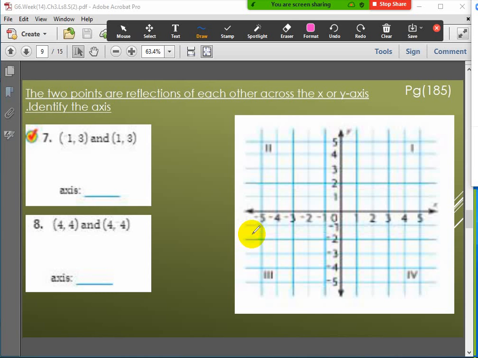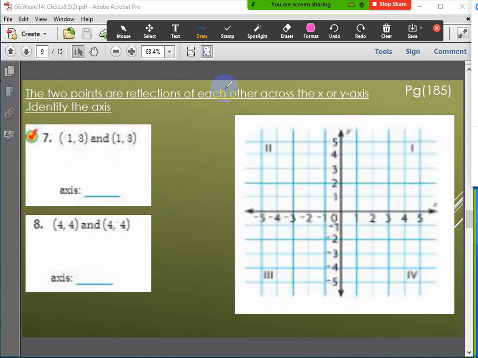So I have to know each one will be in which quadrant. Let's see the first example. I will do it for you. The first point is -1, 3. The second one is 1, 3. Look, I have the same numbers in x and y, but the difference is what? The difference is x. The x here is negative and here is positive.